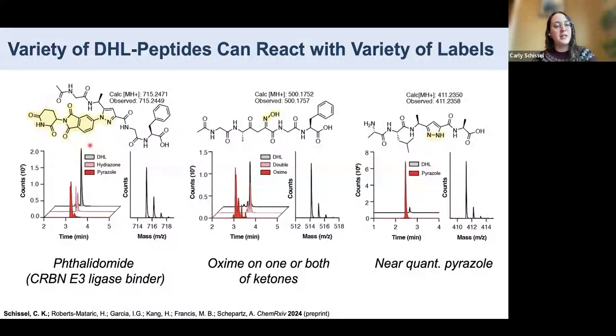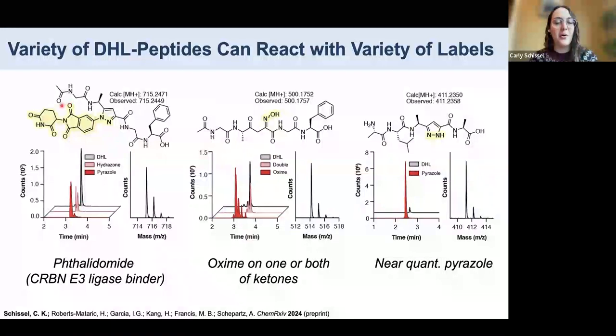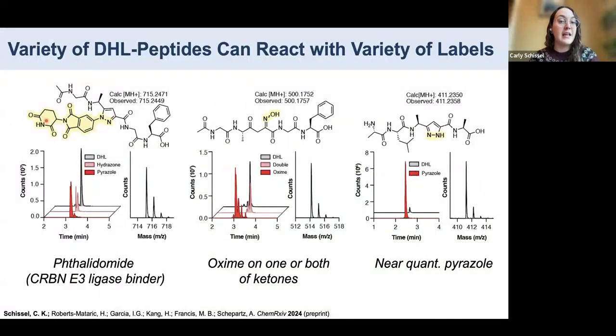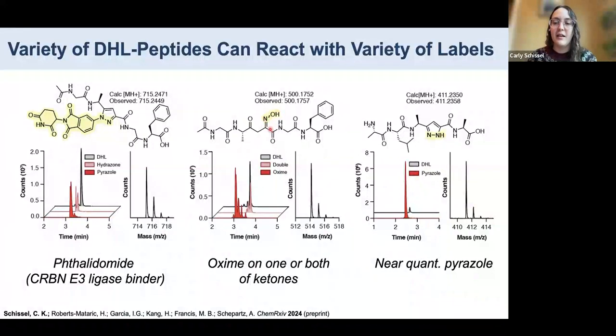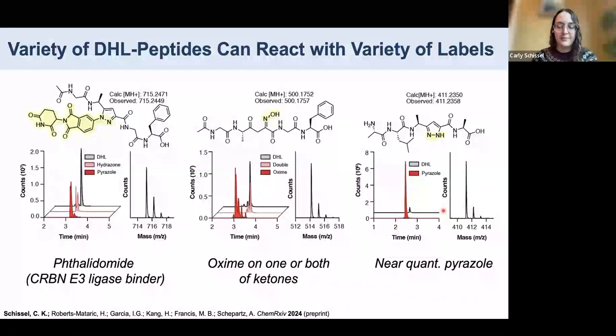Another label I found really interesting was this thalidomide hydrazine. As you might know, thalidomide is a potent cereblon E3 ligase binder. And so with this label, you could perhaps think about generating degraders with peptides. And then, as I mentioned, hydroxylamines can be used to generate oxime peptides. And then, of course, the hydrazine by itself generally forms near quantitative conversion to the pyrazole peptide.